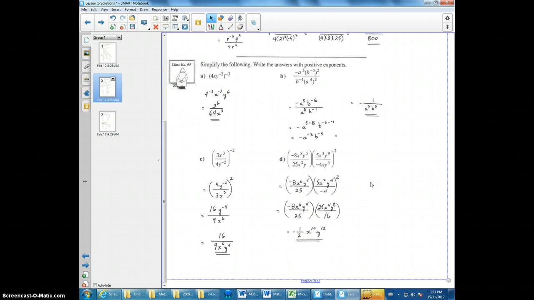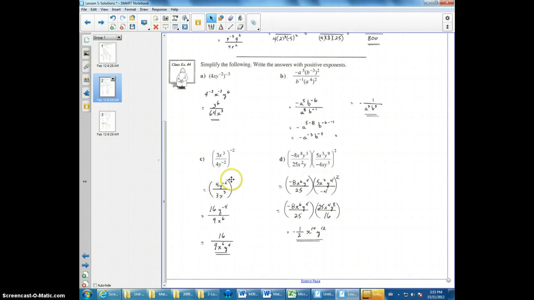Question C. 3x cubed divided by 4y to the negative 2, all to the power of negative 2. The first thing, let's work on the outside and work inwards. So the negative on the 2 tells me that both of these things are going to flip. The top will come across the fraction line and the bottom will come across the fraction line. And now the 2 will become positive. So the denominator is now my new numerator and the numerator is now my new denominator.